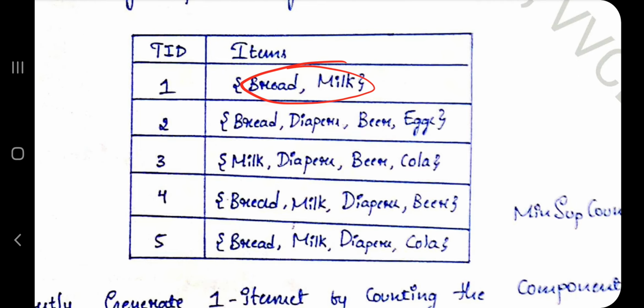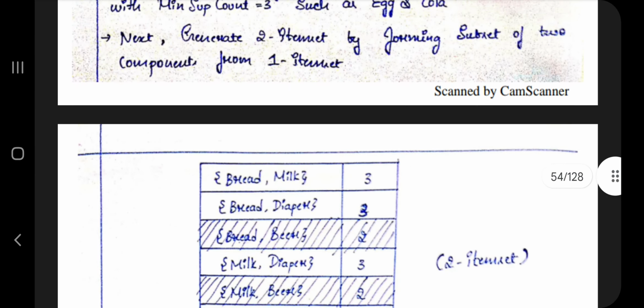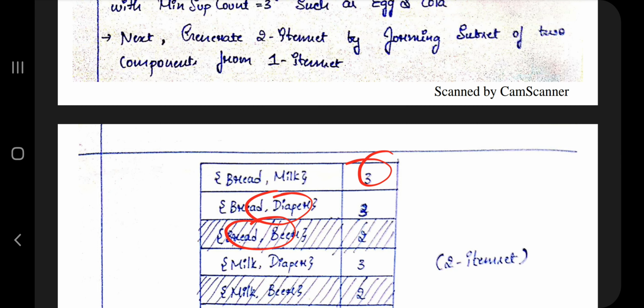Bread milk appeared here, and bread milk appeared here, and bread milk appeared here. How many times? 3 times. So what are you supposed to write here? 3. Do the same thing for bread diaper, bread beer, milk diaper, milk beer, and diaper beer.